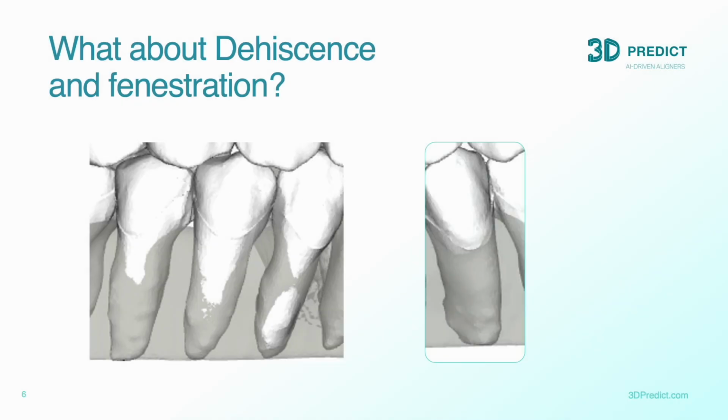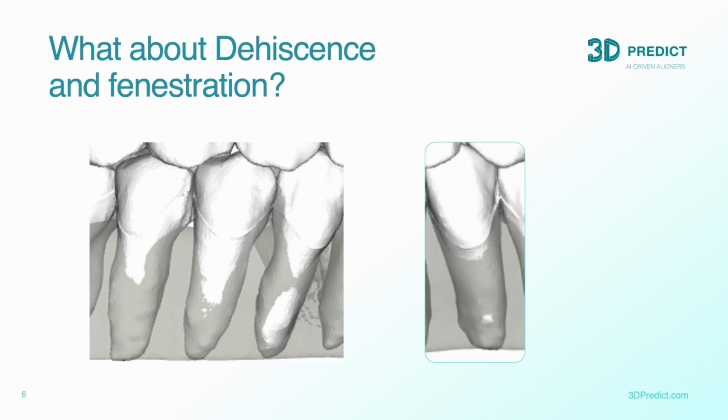A word on dehiscence and fenestrations, since this is a common question. Please understand that bone recession is bound to happen with orthodontic movements, especially for adults. There is no set standard for the amount of dehiscence that is acceptable long-term for the stability and periodontal health of your patient.